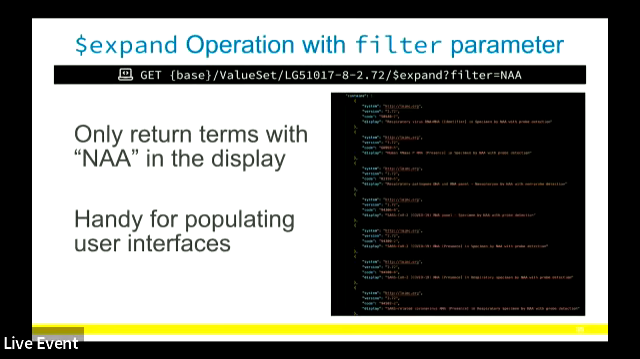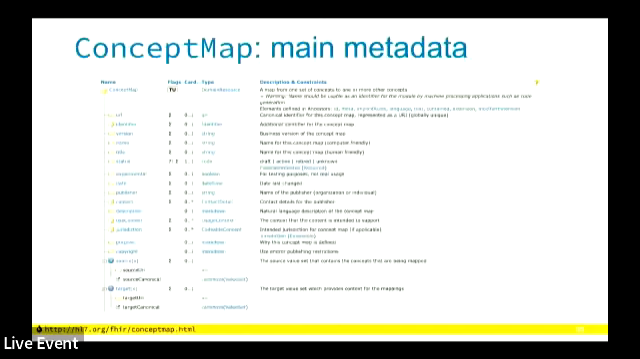So that's pretty cool. Here's an example of how we can use the expand operation as well as the filter parameter. If we go to the value set of SARS-CoV-2 lab tests, and we say expand that value set, but filter those to only the ones that have NAA for nucleic acid amplification in the name, then the server filters out only those codes that are inside that broader value set, which can be handy if you're populating a user interface, where you might have search tied into that interface.